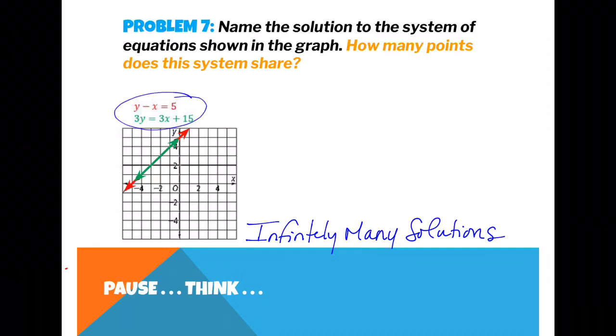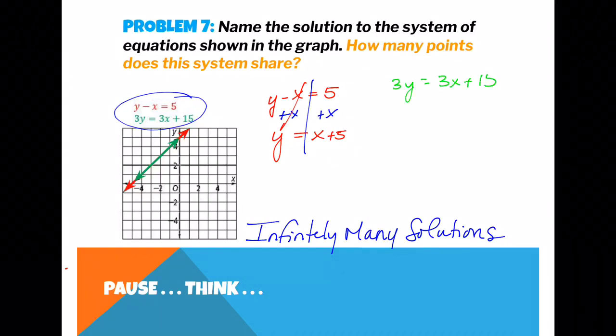So let's start with the red line. y minus x equals 5. So I'm going to add x to both sides of this equation. The x's cancel out, and I'll get y equals x plus 5. All right, for the green line, we have 3y equals 3x plus 15. And I'm going to divide both sides by 3 to get y by itself. So that will leave me with y equals 1x plus 5.